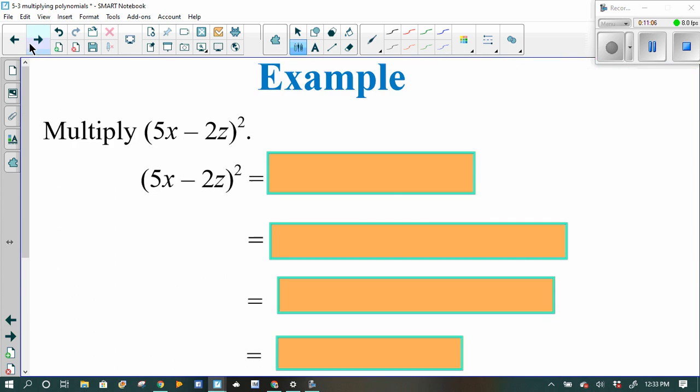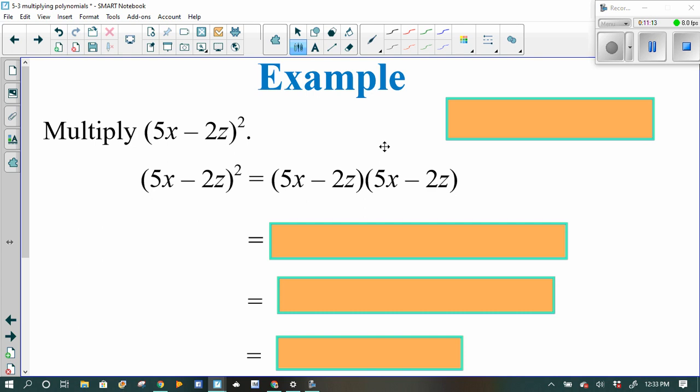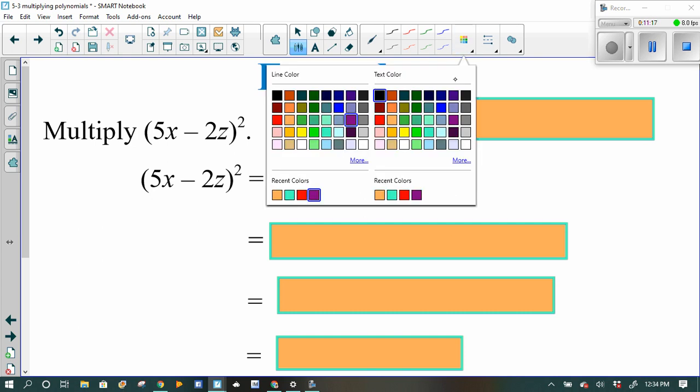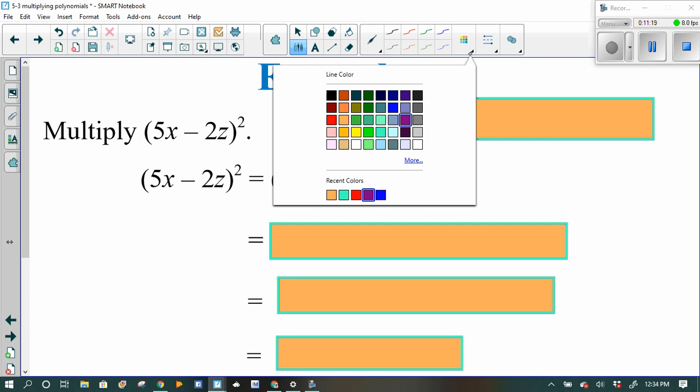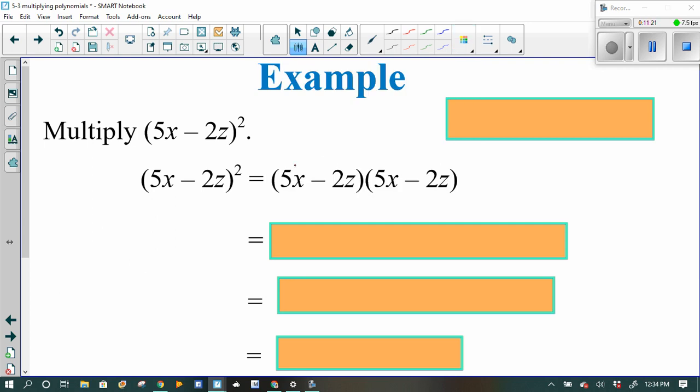All right, let's try it again. So we got 5x minus 2z squared. So that means 5x minus 2z times 5x minus 2z. Using my shortcuts, I would do 5 times 5. So 5x times 5x is 25x squared.